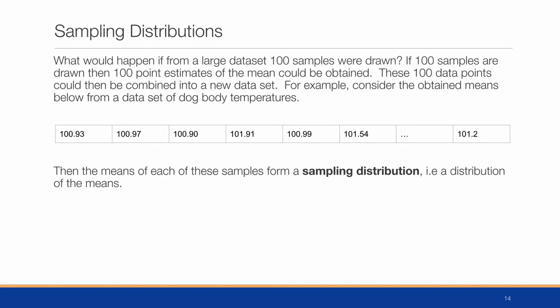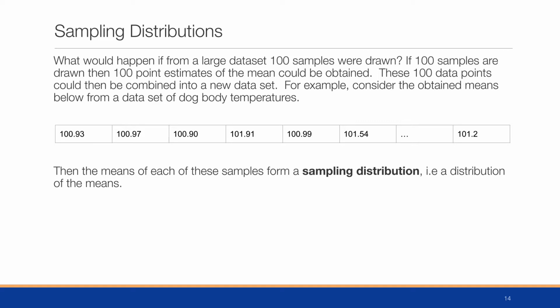What would happen if from a large data set, 100 samples were drawn? We take one sample of a set of data, and then we take another sample, another set of data, and so forth. We take all of these samples together, and we take all the means from them. These 100 means, one for each of those samples that we've chosen, can be combined into a new data set.